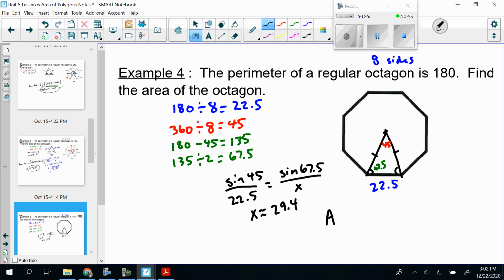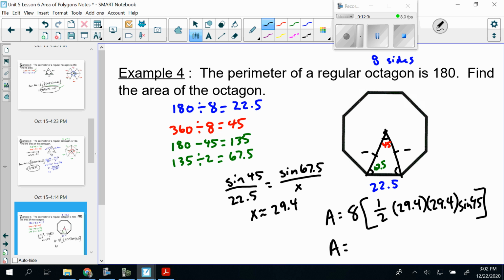So area of the whole thing, we got 8 equal triangles, and then we can use our trig area equation again. This time I'm going to use that angle with these 2 sides, and they should be the same here. So we have 29.4 times another 29.4 with the included angle, which is 45 degrees. So put all that in your calculator and you'll get the area of the octagon. And it should come out to be about 2,444.78 units squared.